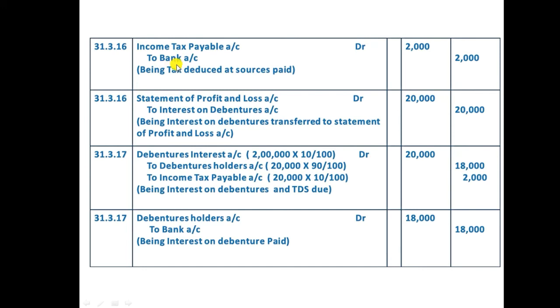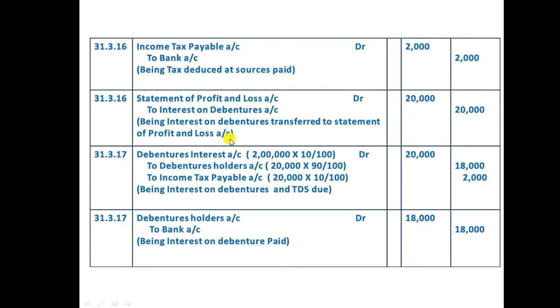After paying interest as well as tax, the company needs to transfer the interest to the statement of profit and loss account. 31/3/2016, statement of profit and loss account debit to interest on debenture account 20,000. So the interest we need to transfer to profit and loss account. We should write the narration, being interest on debentures transferred to statement of profit and loss account.